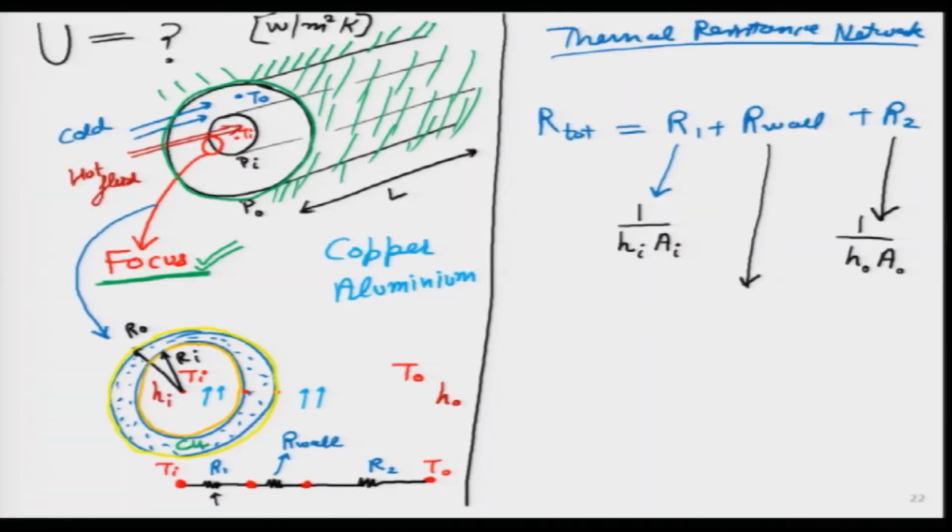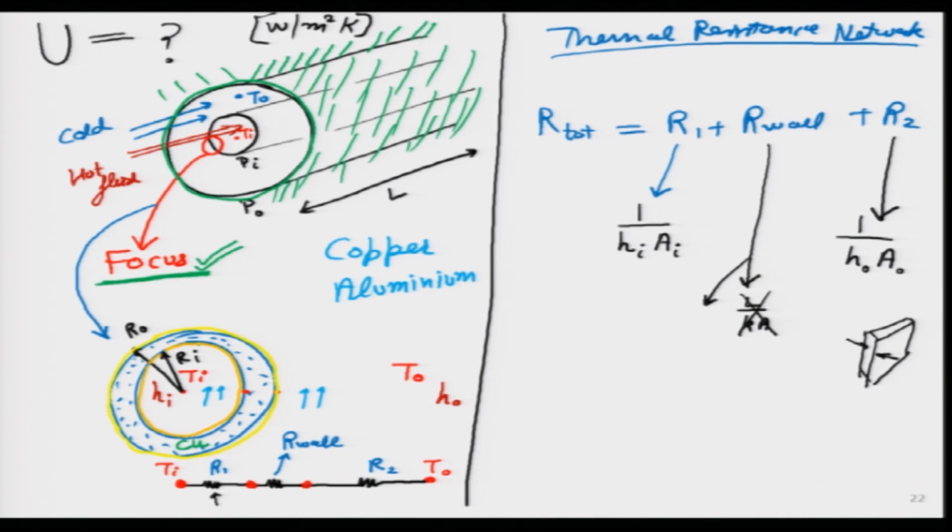If it were a parallel wall, then perhaps we could have written L by KA. If it was a wall something like this, you remember, the conduction term is very easy to find, the resistance in a plane wall. But here it is not a plane wall, so let me cross it out. It is a cylindrical wall, is it not?